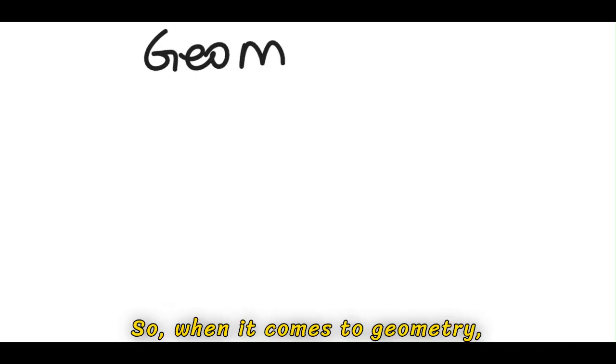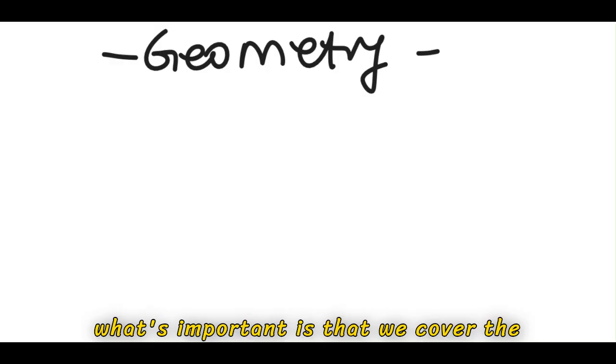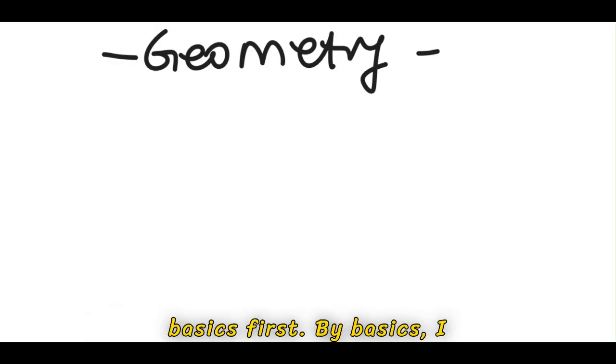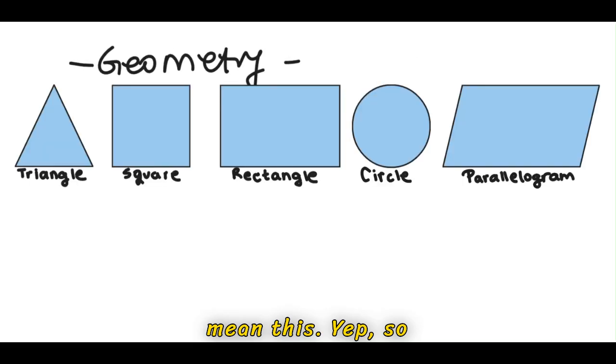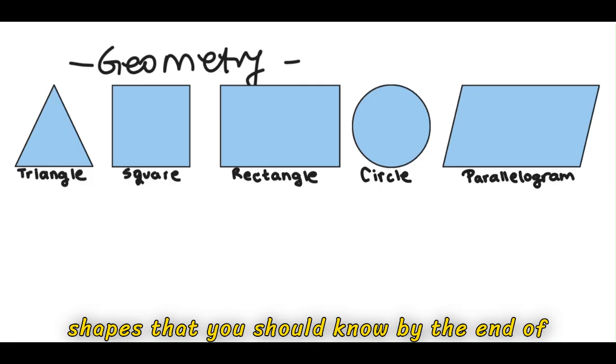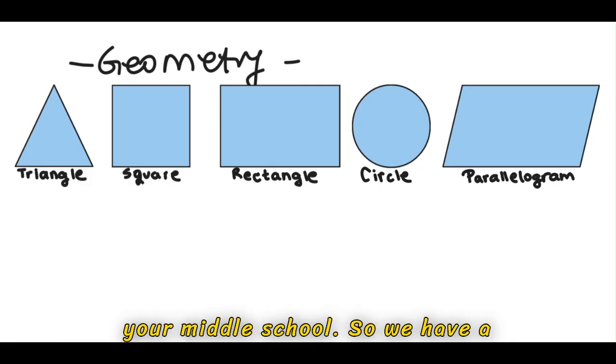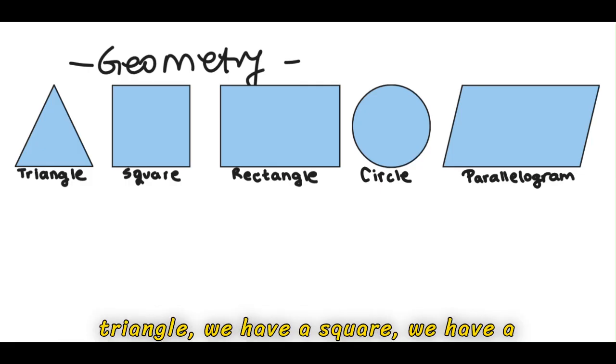And lastly, there is geometry. So, when it comes to geometry, what's important is that we cover the basics first. By basics, I mean this. Here is the list of 5 basic shapes that you should know by the end of your middle school. So we have a triangle, a square, a rectangle, a circle, and a parallelogram.